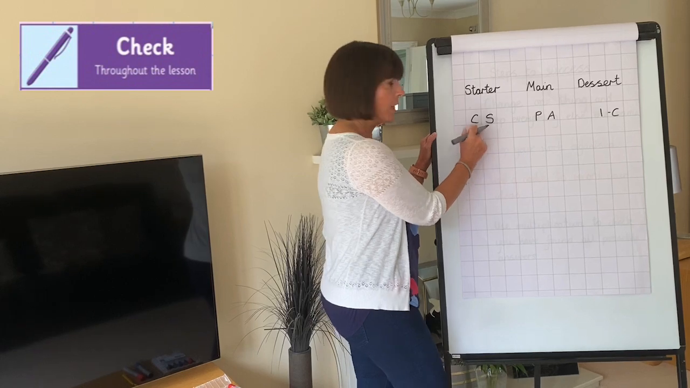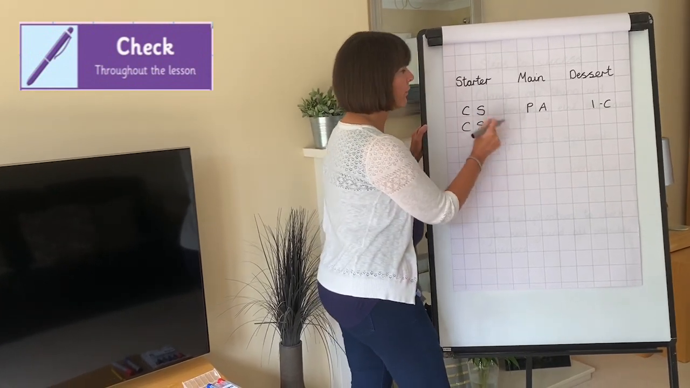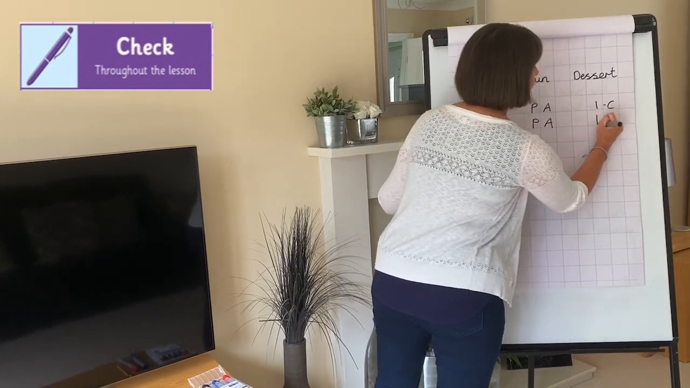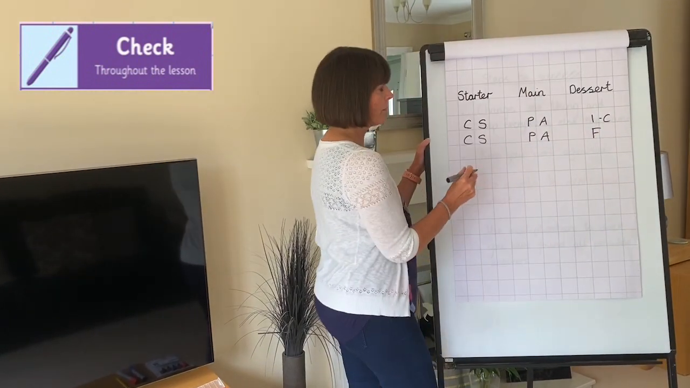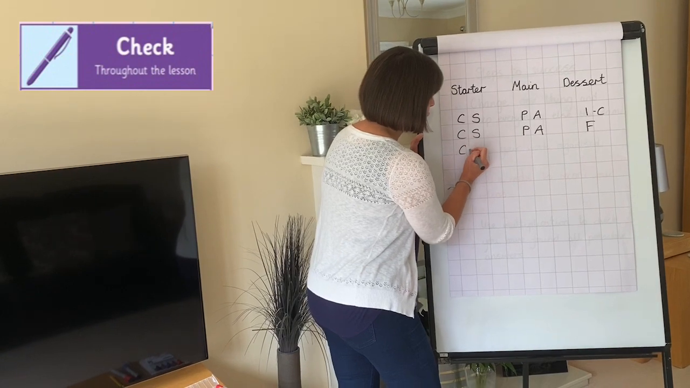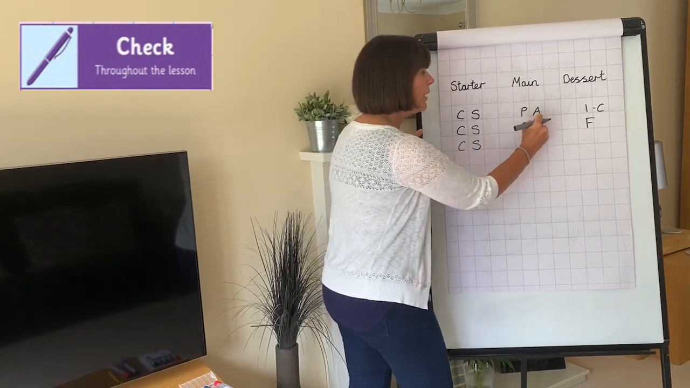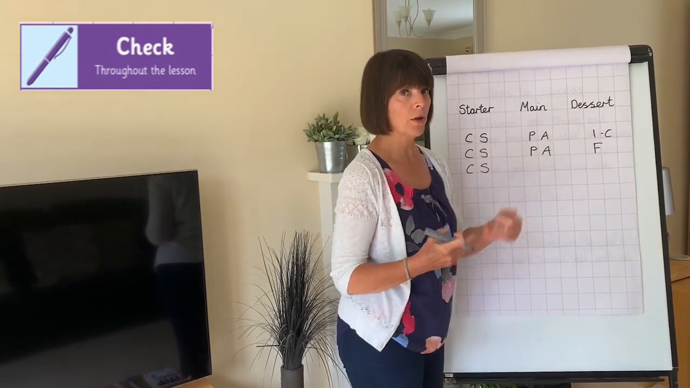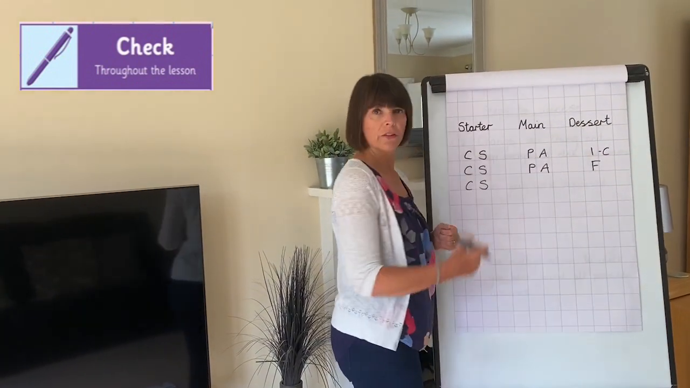I'm then going to keep my chicken soup the same, so keep that the same. I'm going to keep my pasta the same this time, and then I could have some fruit. Then I'm going to keep my chicken soup the same again, but because I found all possible answers for the pasta, because there were only 2 desserts, I'm going to move on to the pizza.